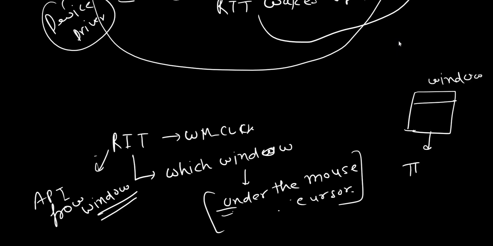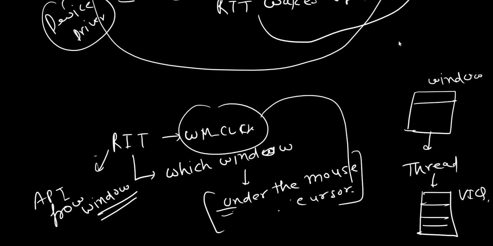And we already studied that any window is associated with a thread, and any thread has a virtualized input queue, right? So this raw input thread will pick this message and put it into the virtualized input queue. Now the thread which is associated with this window will get it: yes, I have got this message, WM click.